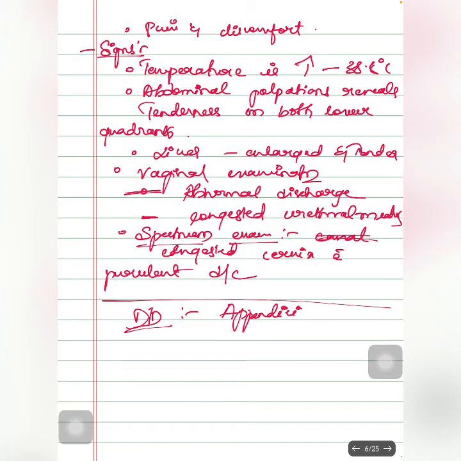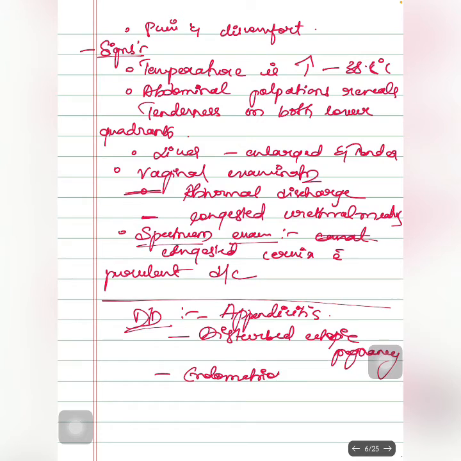Okay, differential diagnosis you will see: appendicitis or disturbed ectopic pregnancy, torsion of ovarian pedicle, endometriosis, diverticulitis, urinary tract infection. So this is all about the differential diagnosis here.